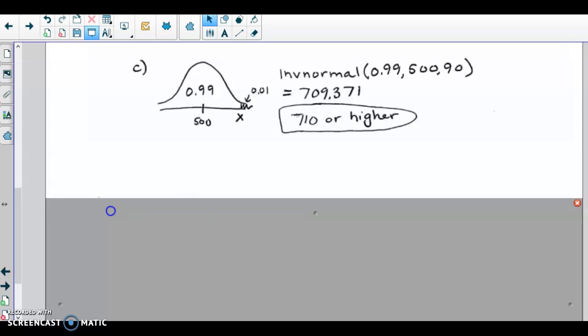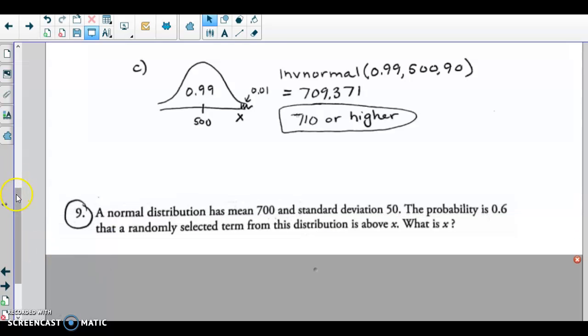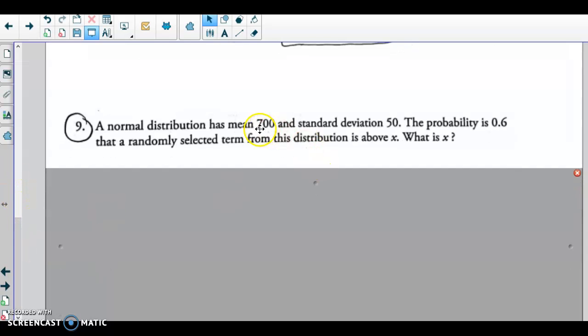Let's go to another one. So these are all normal. Question 9: a normal distribution has a mean of 700 and a standard deviation of 50. The probability is 0.6 that a randomly selected term from this distribution is above x. What is x? So let's think about this.